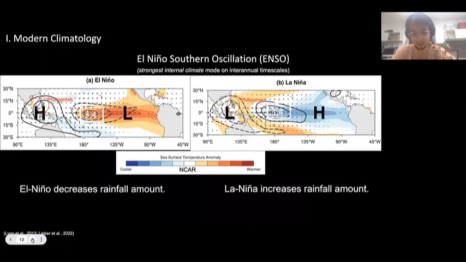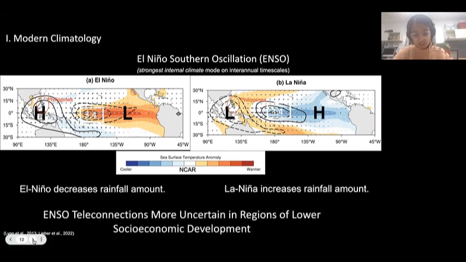On the interannual timescale, the El Niño Southern Oscillation drastically affects the Philippines when you have El Niño conditions as suggested by the Niño 3.4 region. There is a high pressure system that sits above the Philippines, which results in a decrease in rainfall amount. Conversely, when you have La Niña conditions, there are low pressure systems sitting above the Philippines, which increase rainfall amount. And these are studies that have been done through atmospheric sciences and climatological perspectives.